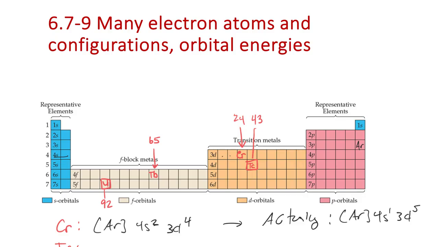So we're not going to expect that you memorize that chromium does this. But you can imagine that there's going to be a few configurations that turn out to be lower in energy than the one we might expect. I expect that you would predict this. So anytime we ask you for a configuration, we're always going to ask you for the expected or the predicted configuration. We generally try to not ask configurations that are anomalous.